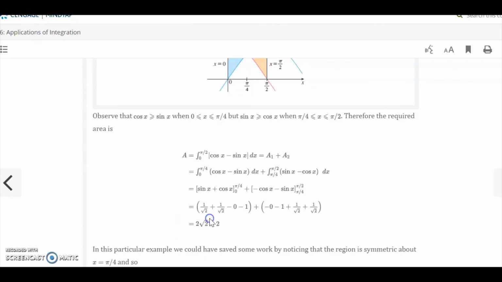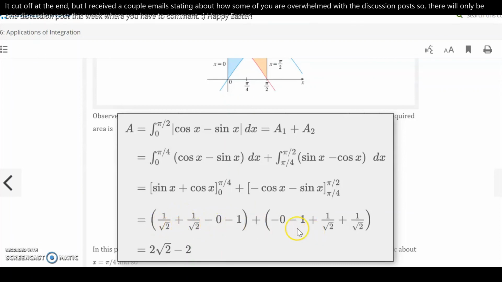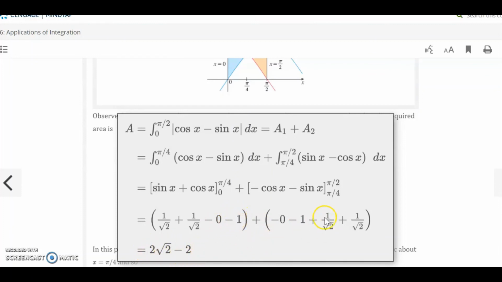So to simplify this, some people have difficulty simplifying this. But you're just combining it like you would normal fractions, right? So the denominator stays the same in everything. And so that's how they get their 2 radical 2. And then the minus 2 comes from this minus 1 and minus 1. Okay, so hopefully that helped.